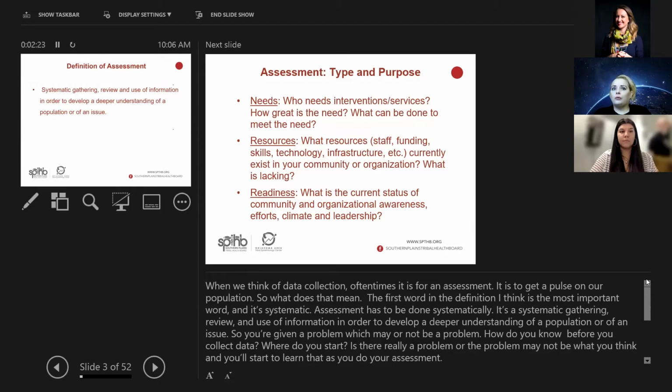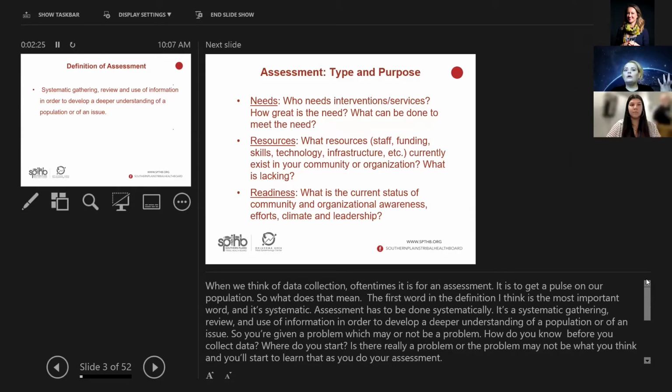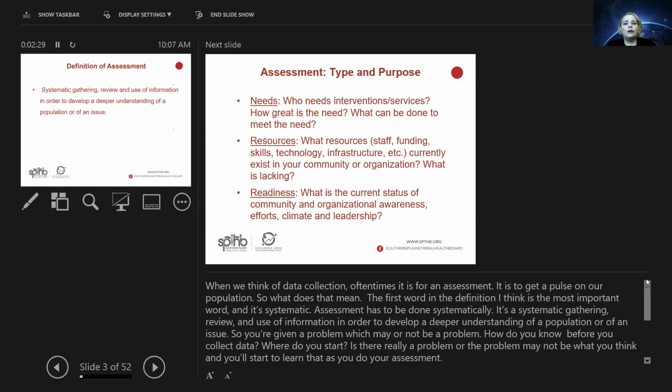So how do you know it's a problem? Like I said, you collect data. Where do you even start? Is there a problem, or the problem may not be what you think it is? So in order to get more understanding of it, you start an assessment.